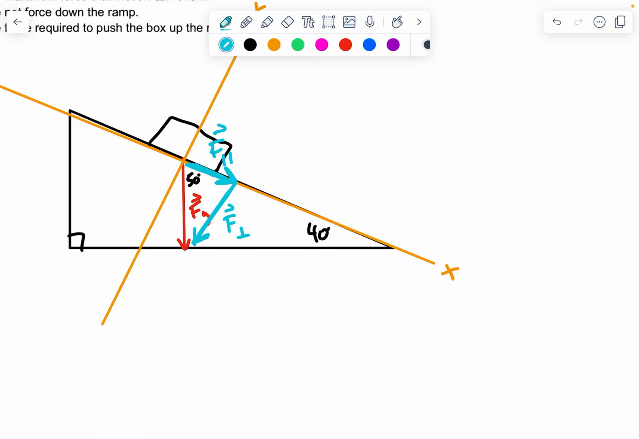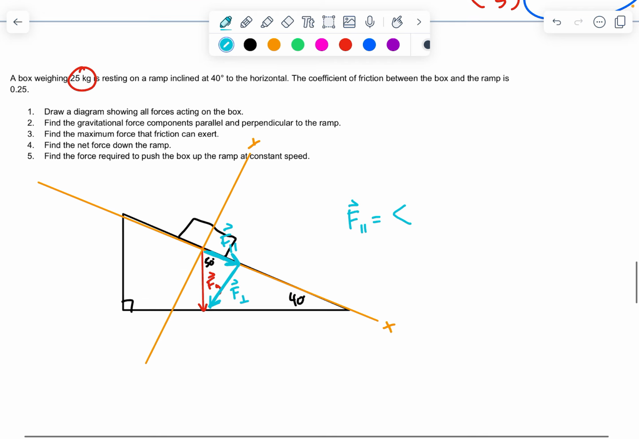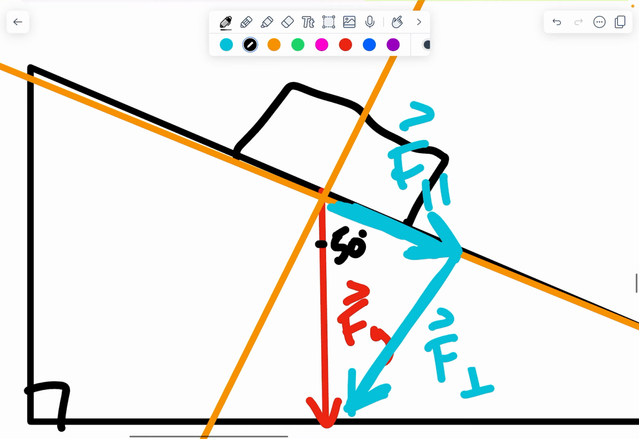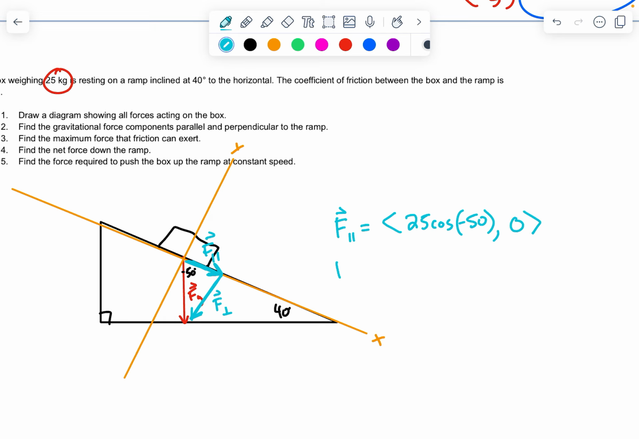Therefore, the parallel force, F parallel, must be equal to the magnitude of FG times the cosine of the angle 50, or I'm going to call it negative 50. So 25 cosine negative 50, and 0 in any other direction. And the force perpendicular is equal to 0 in the direction down the ramp. It's completely into the ramp, and that is equal to 0 comma 25 sine negative 50 degrees.